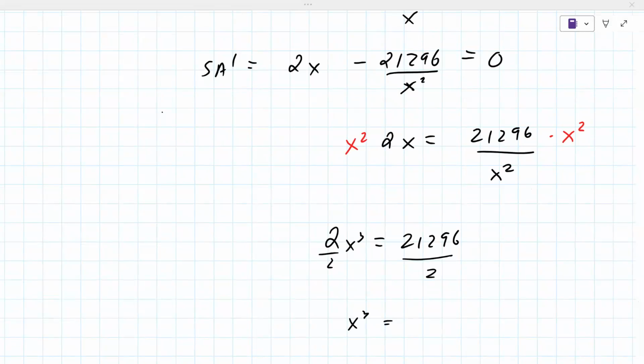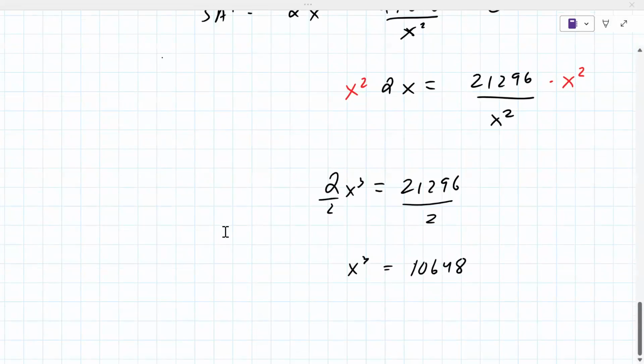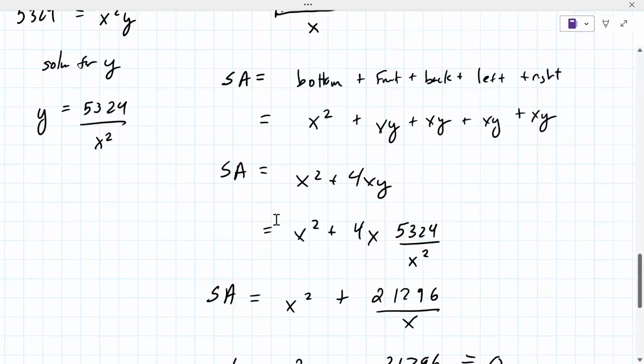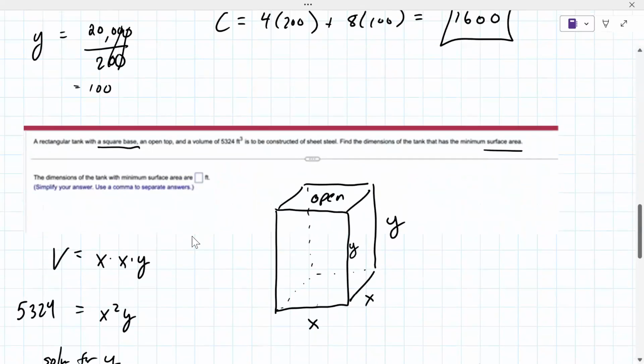That number here, 10648. And then you undo a cube with a cube root. And it does work out perfectly. 22. Now that may or may not be the answer, but that's the critical point. So let's go back and look and see what it actually wants for that.